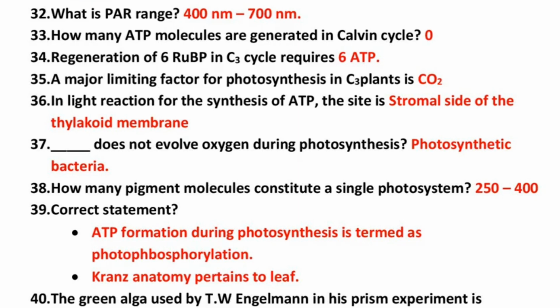Question number 37. Dash does not evolve oxygen during photosynthesis: photosynthetic bacteria. Question number 38. How many pigment molecules constitute a single photosystem? 250 to 400. Question number 39. Correct statement: ATP formation during photosynthesis is termed as photophosphorylation. Kranz anatomy pertains to leaf.